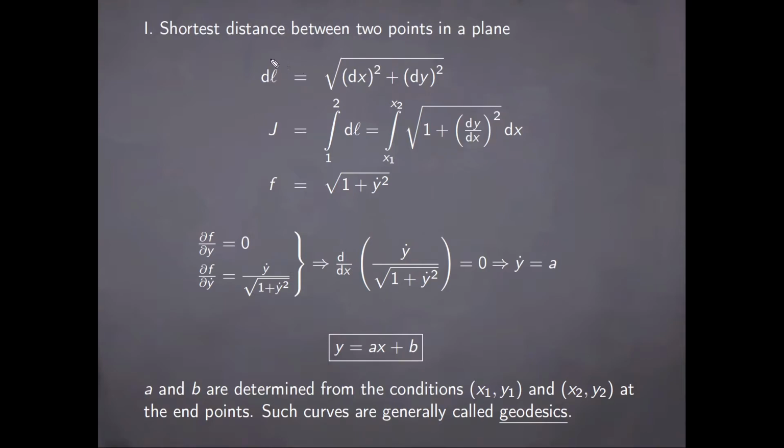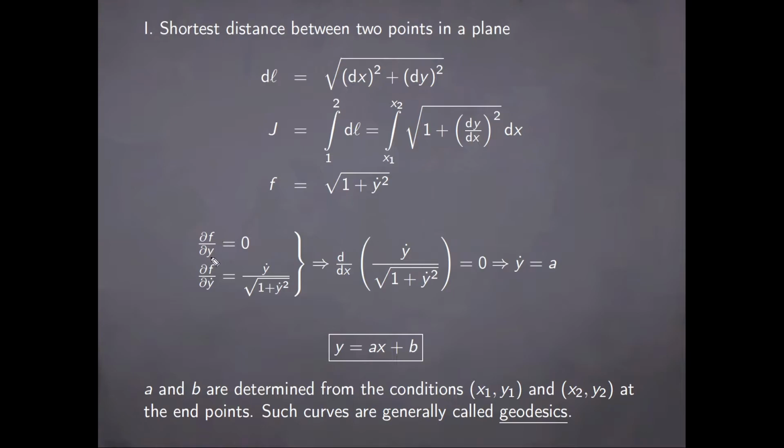The first example we are going to study is the shortest distance between 2 points in a plane, where the length element is given by the Euclidean distance, so it's the square root of dx squared plus dy squared. And then the line integral is just given by the integral from x1 to x2 of the line element, where we choose x as the parameter. And as such, the functional which interests us is the square root of 1 plus y dot squared. And we apply the Euler equation to it.